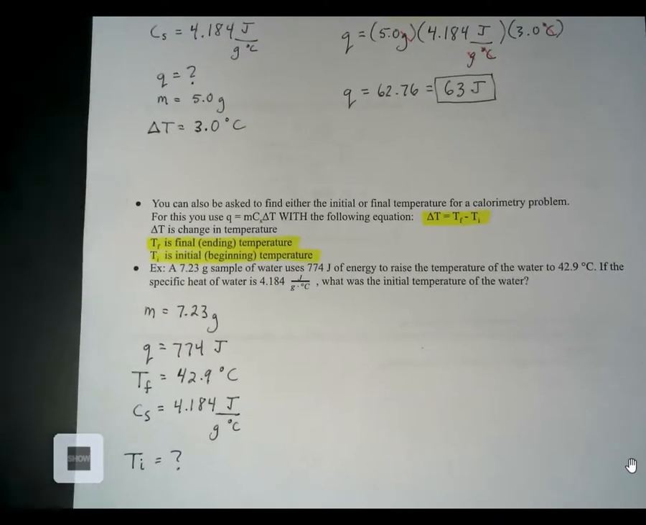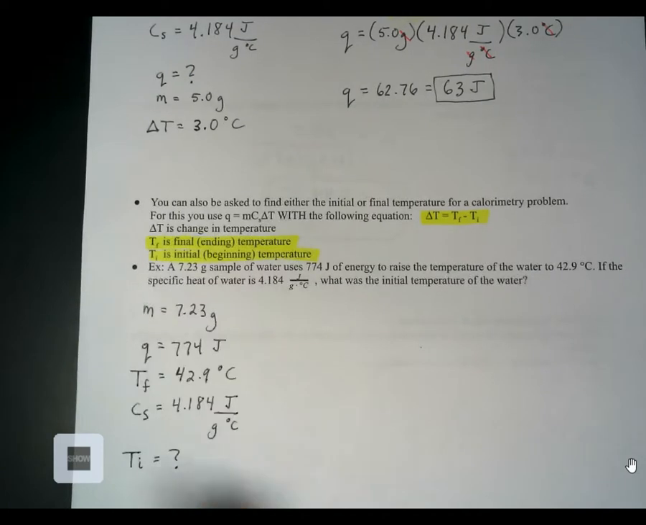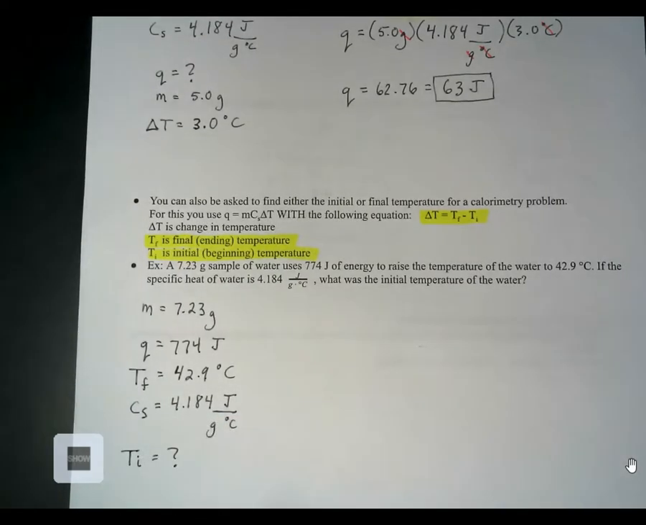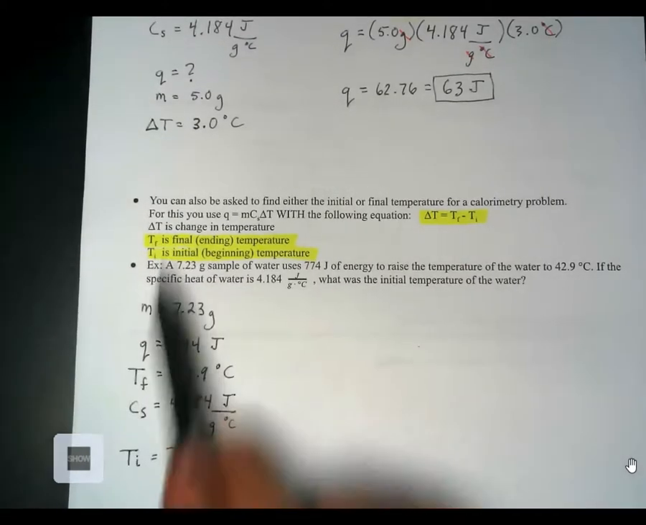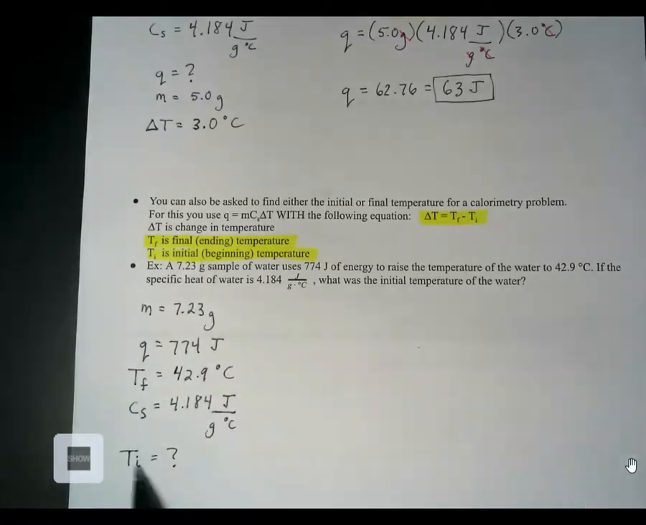All right. Now, if you get a problem and it seems a little more complicated and you're kind of like, okay, I'm not sure what I need to do to get to this. Was there an F after the T? That's final temp. So T sub F is the final. T sub I is the initial or beginning.